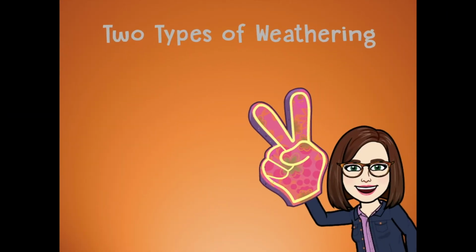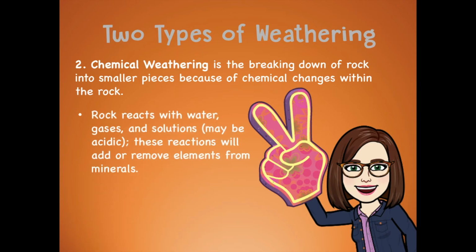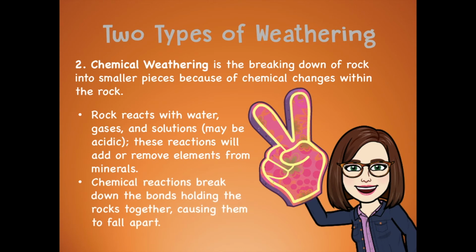The second type of weathering. So first we discussed mechanical weathering. The second type of weathering is chemical weathering. That's the breaking down of rock into smaller pieces because of chemical changes within the rock. Rock reacts with water, gases, and solutions, which may be acidic, and these reactions will add or remove elements from minerals. Chemical reactions break down the bonds holding those rocks together, causing them to fall apart. Let's see what that looks like.